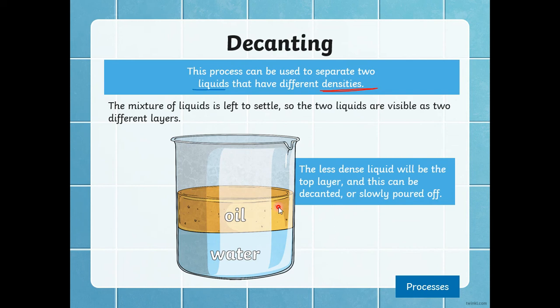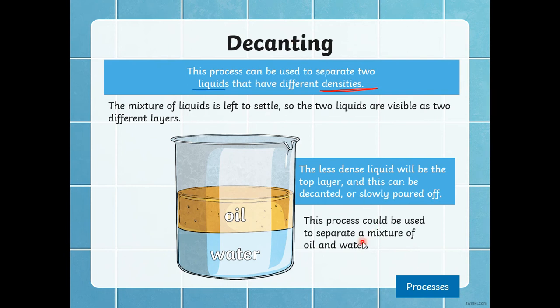So since the oil is going to be on top, once they're settled properly and you can clearly see the visible layers, you can pour off the oil on top, right? Pour it off slowly, and that way you can separate the oil from the water. This process could be used to separate a mixture of oil and water. So decanting is used to separate a mixture of oil and water.